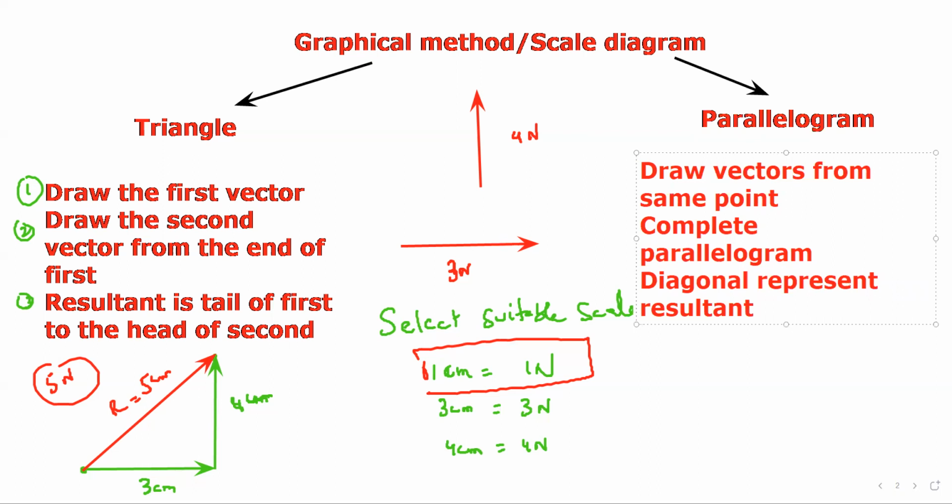First, we will mark any point where we want to start both vectors. For example, I mark this point A. So we draw both vectors after selecting a scale, because the first step is always to select a scale. Even if it's a parallelogram or a triangle method, scale is always there. You have to select it. Then we draw both vectors from the same point. So the horizontal vector is 3 centimeters, so I will draw 3 centimeter from point A.